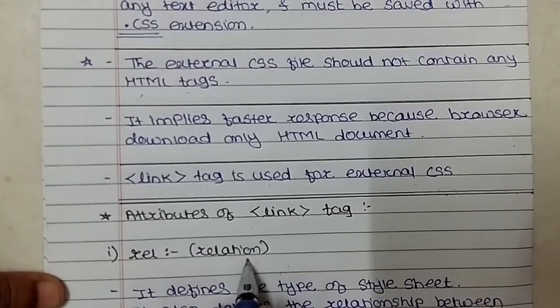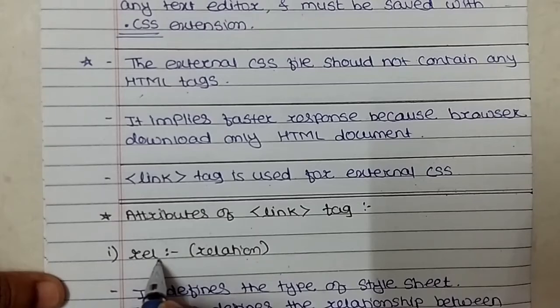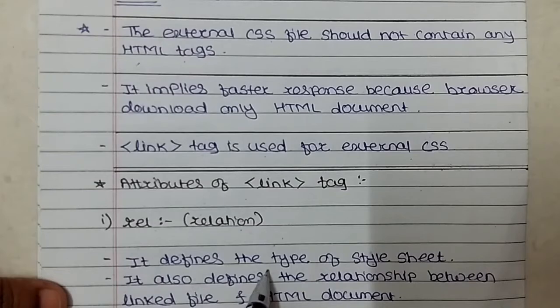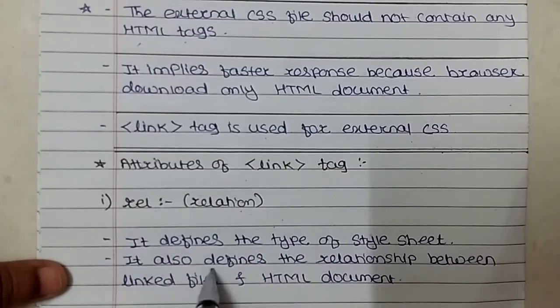This is for relation. The REL attribute is for relation. It defines the type of style sheet. Next, it also defines the relationship between the linked file and the HTML document.